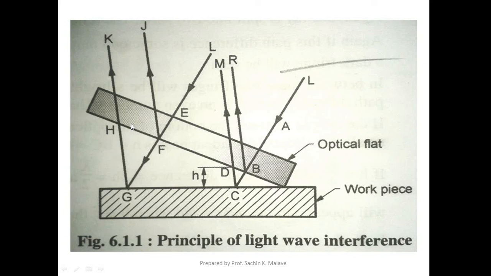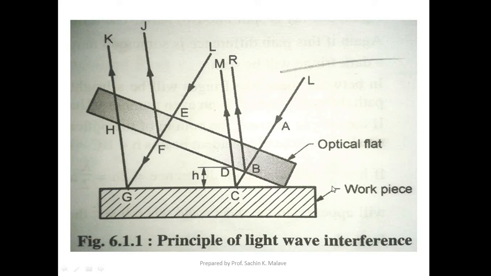So there is an air gap between the bottom of the optical flat and the workpiece. If the air gap between the optical flat and the test surface is denoted by H, we can say that H is approximately equal to BC, and that is also equal to CD, because this angle theta is very small. So H is approximately equal to BC, or approximately equal to BD also, isn't it?